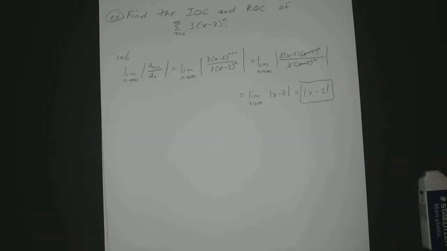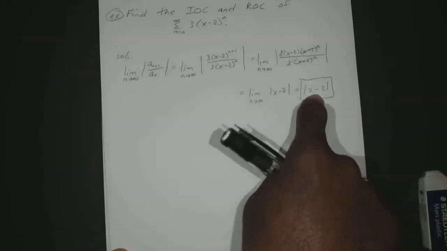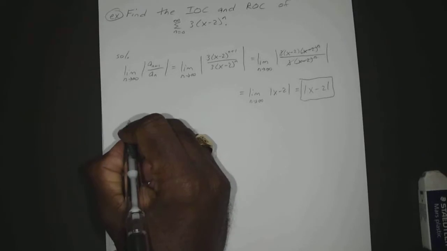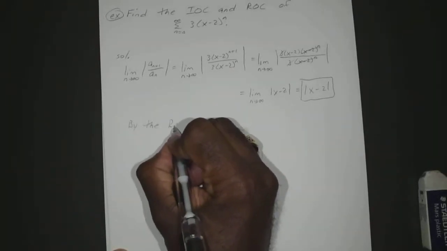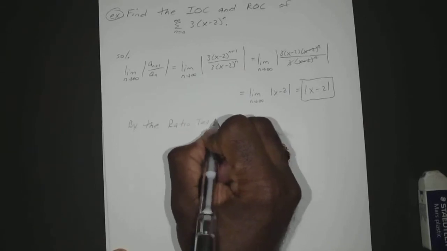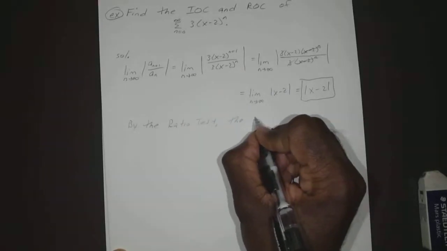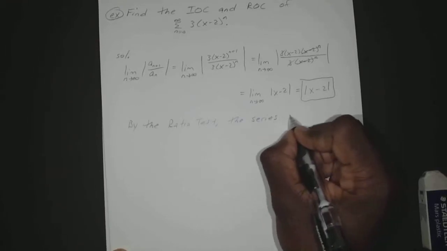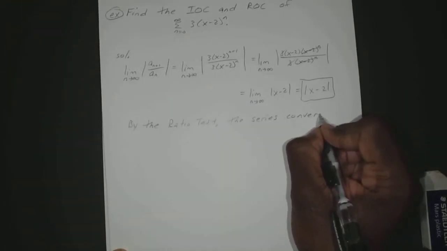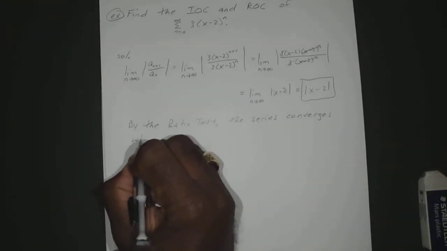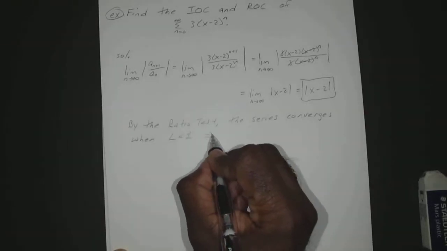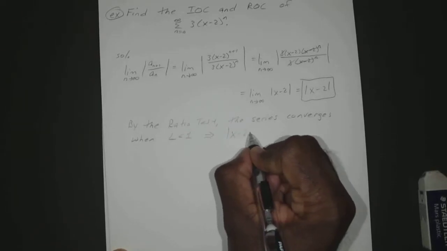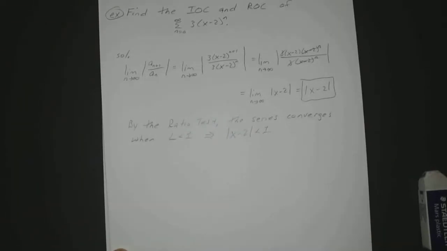Okay. Now, since we're using the ratio test, the only way this can converge is if that limit is less than 1. Okay, so by the ratio test, the series converges when L is less than 1, which means that the absolute value of x minus 2 has to be less than 1.